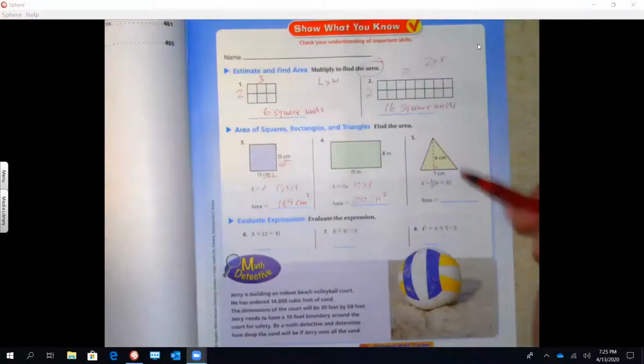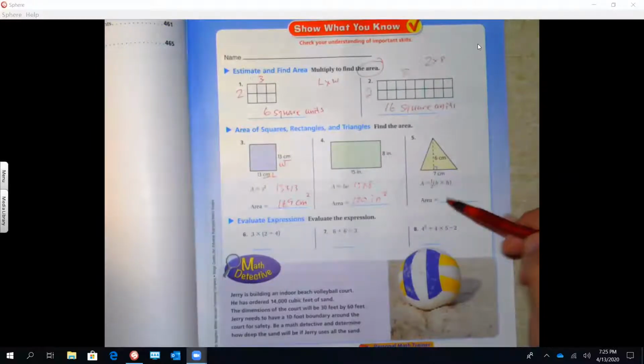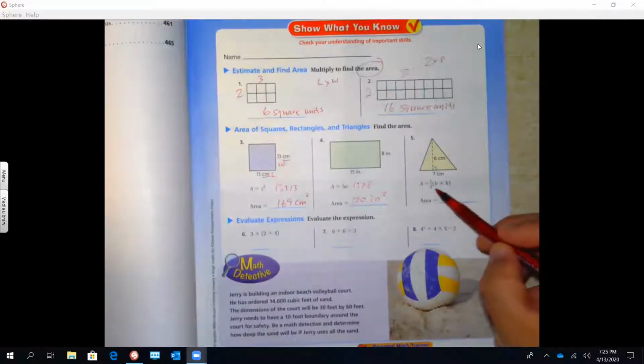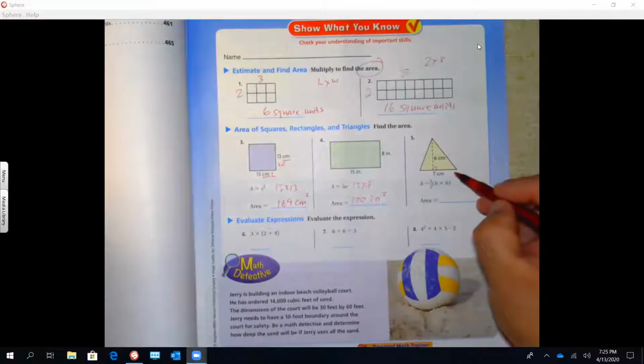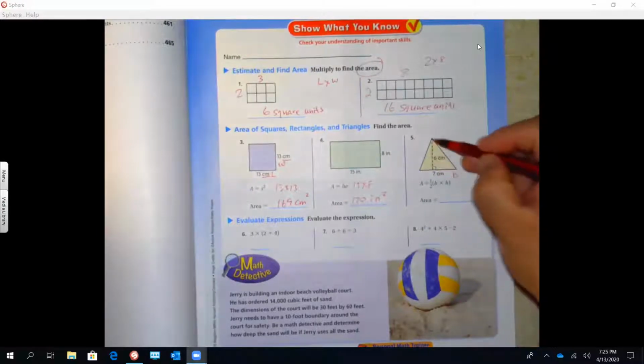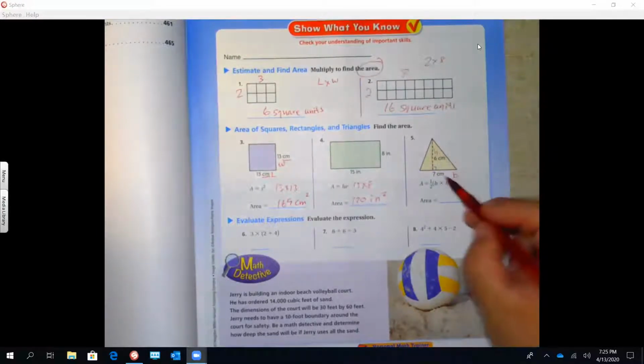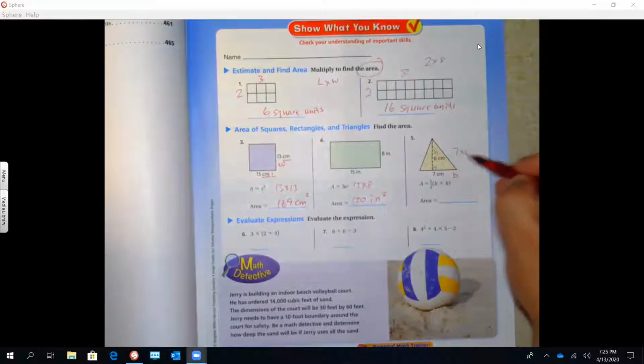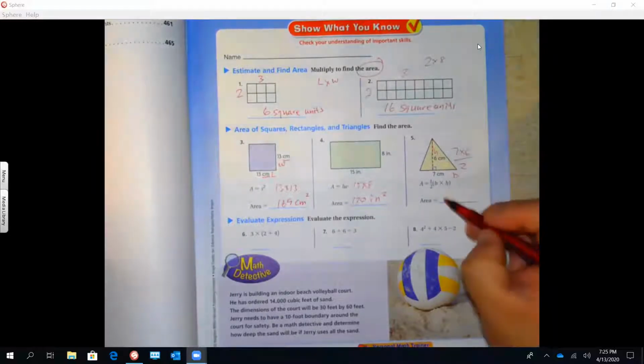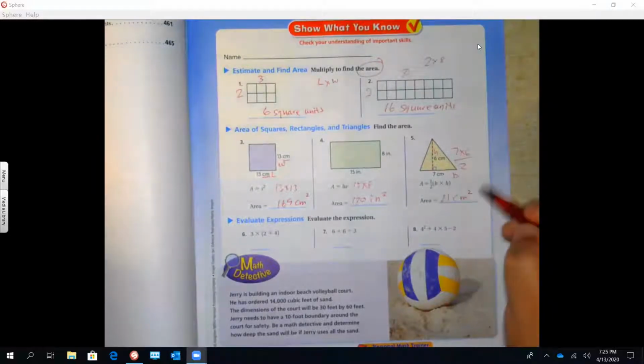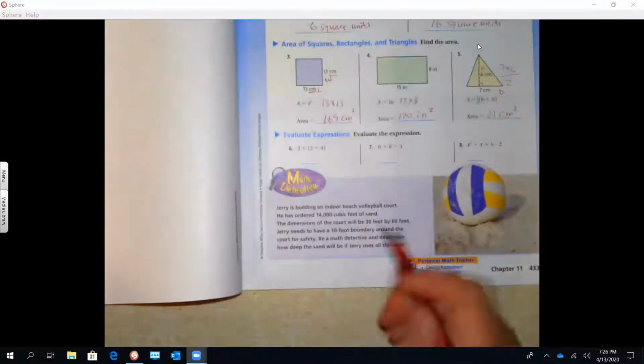Now here's the triangle. This is the same formula we had before. Area equals 1/2 times base times height. Remember, this is your base, this is your height. So 7 times 6, divided by 2, 21 square centimeters. This is just a review.